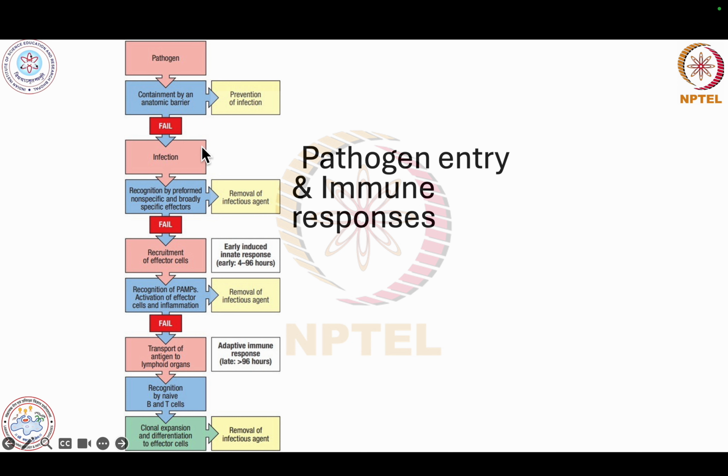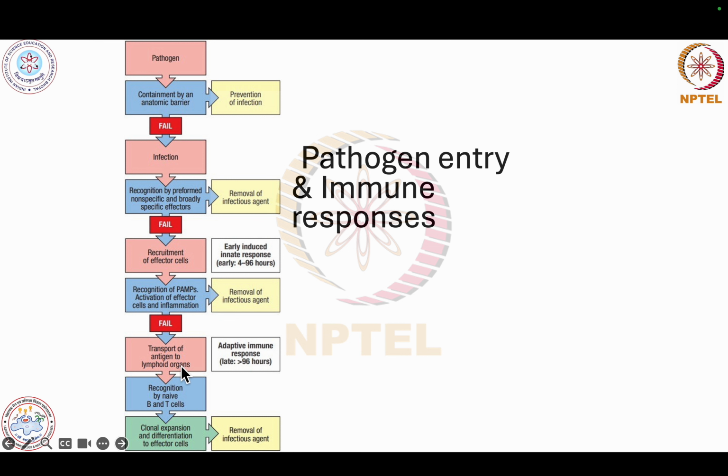After infection, what happens? Recognition by preformed non-specific and broadly specific effectors results in removal of the infectious agent. Then if this recognition by preformed non-specific and broadly specific effectors fails, what happens? Recruitment of effector cells. This is the early induced innate response, which is seen between 4 to 96 hours. Then recognition of PAMPs, activation of effector cells and inflammation, and removal of the infectious agent. So if the cells can recognize PAMPs and activation of effector cells and inflammation happen, at that stage also removal of the infectious agent is possible.